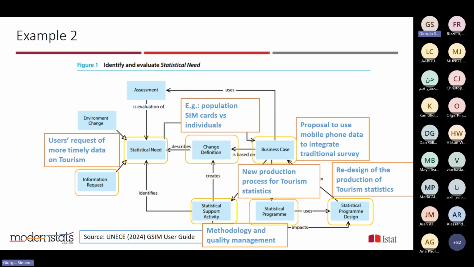On the basis of this change definition and the business case, a new production process for tourism statistics will be proposed, based on a redesign of the production process. Obviously, this is very, very simplified, and the use of new data sources in official statistics, as we know, is very complex, but this was just an example to see how this generic model can be applied in different situations.